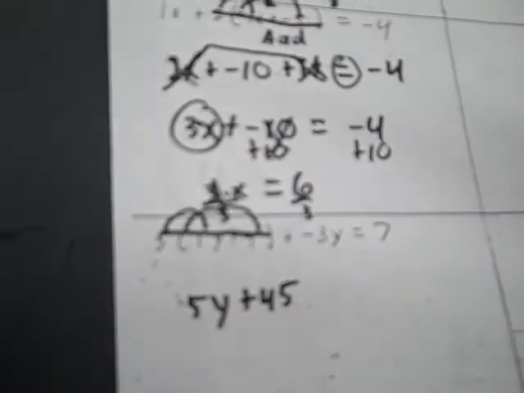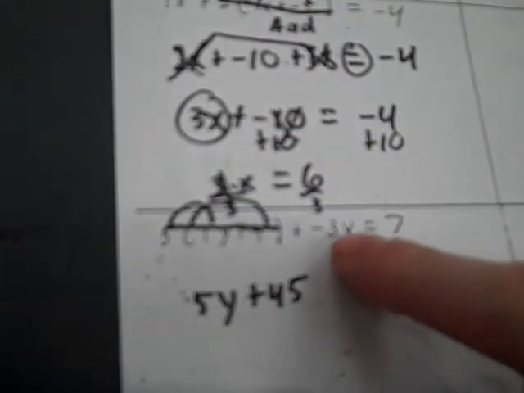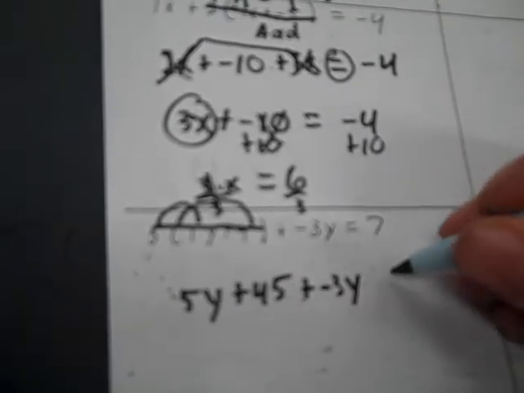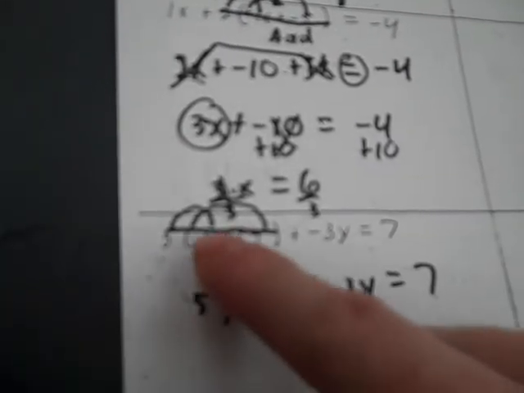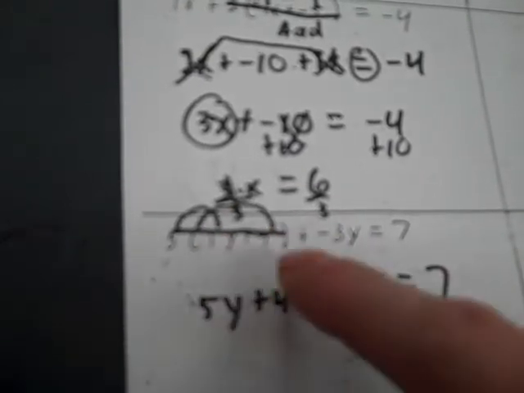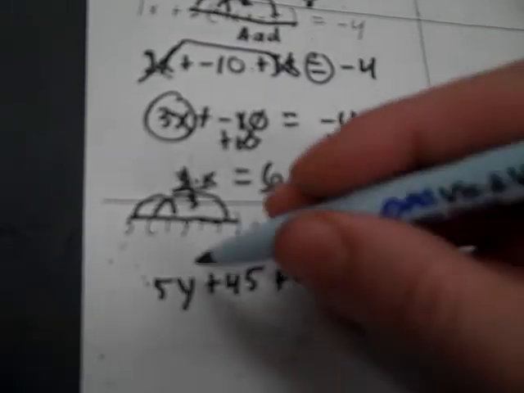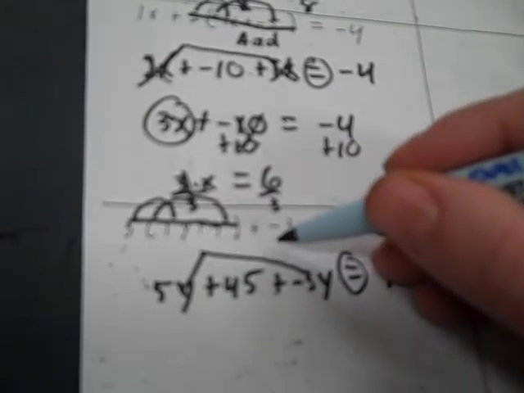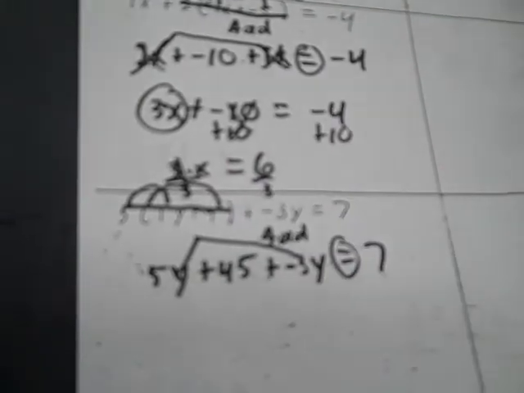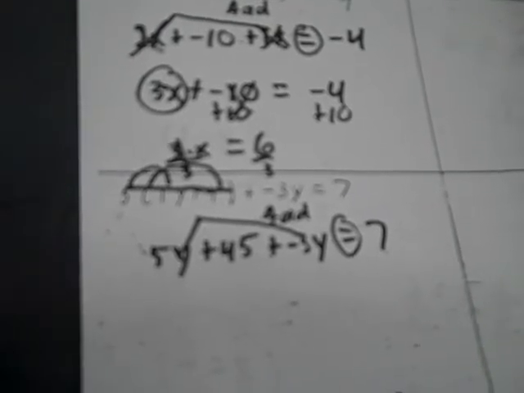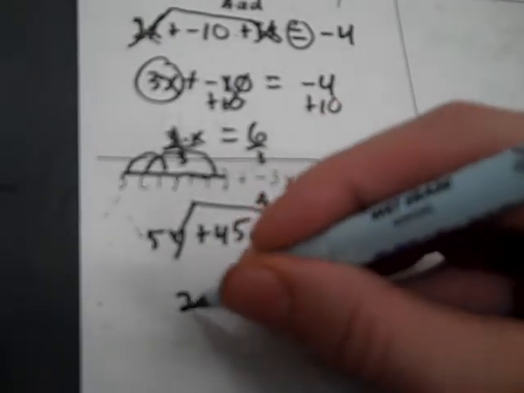Now, before you write equals, you have a negative 3y, plus negative 3y equals 7. So 5y, 5 times 9 is 45, cross it out, but then there's another negative 3y. Here's my equals, and the y's are obviously on the same side together, so I make the adding pyramid. Again, 5 plus negative 3 is 2y.